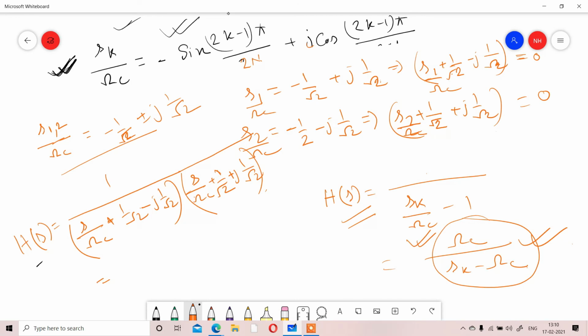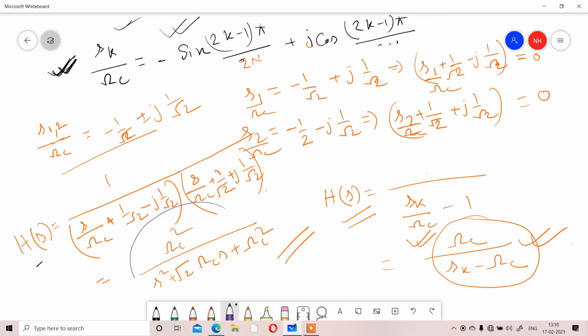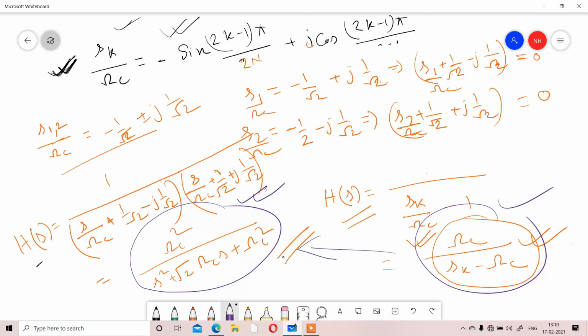Simply if you multiply this, you will get omega c square by s square plus root 2 omega c s plus omega c square. That will be the transfer function for the second order. So check the transfer function for the first order and the transfer function for the second order. Complication is increasing. If you calculate the transfer function for the third order, complication will increase more.